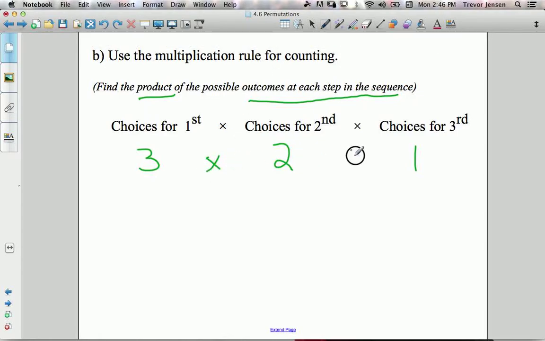So the multiplication rule from counting says find the product of the possible outcomes, 3, 2, and 1, at each step in the sequence, and that'll tell you the total number of possible outcomes. So 3 times 2 times 1 is equal to 6 ordered arrangements of the kids.